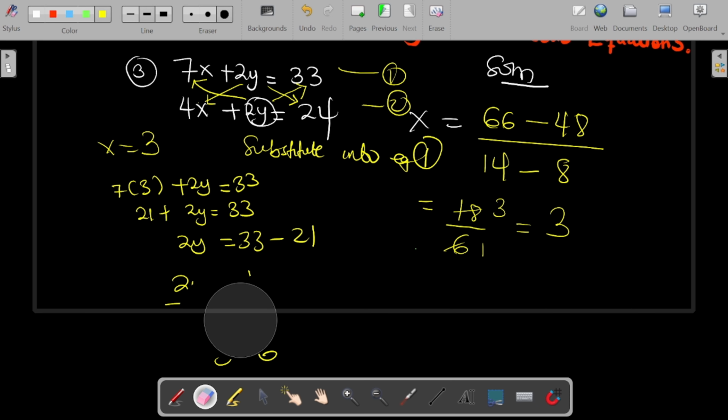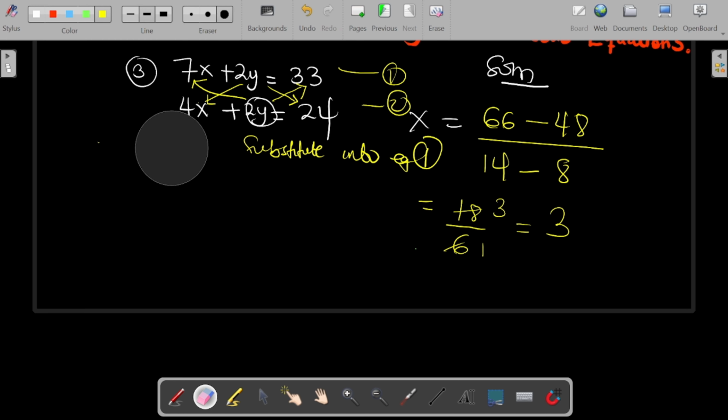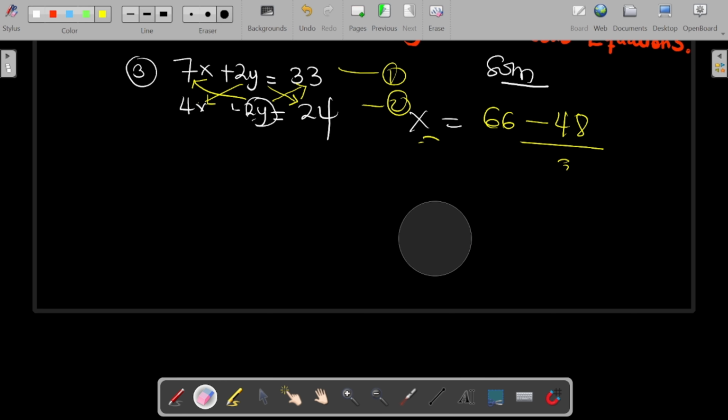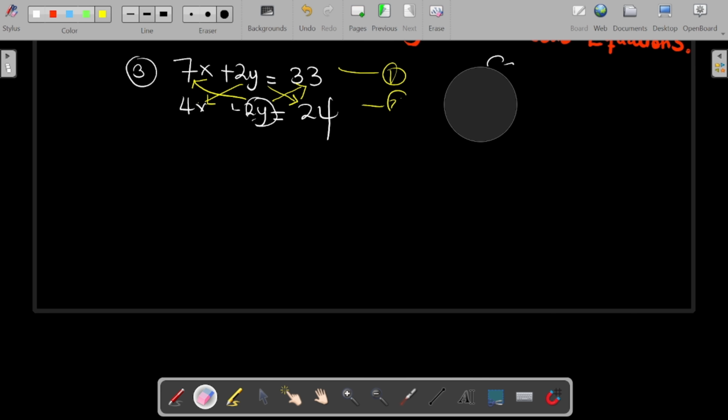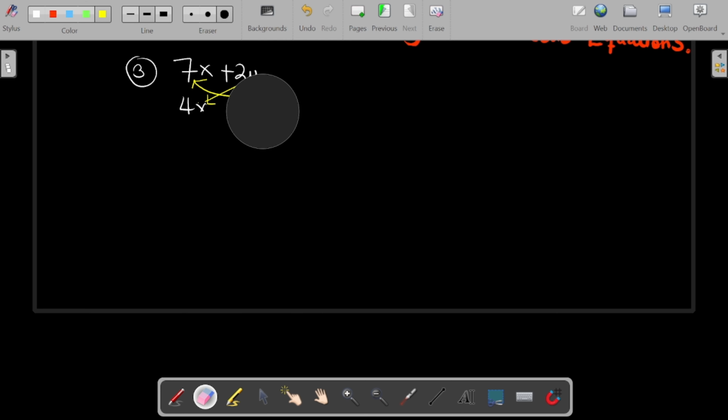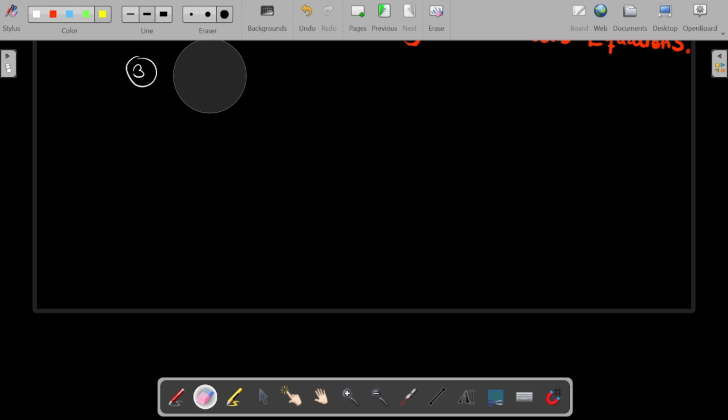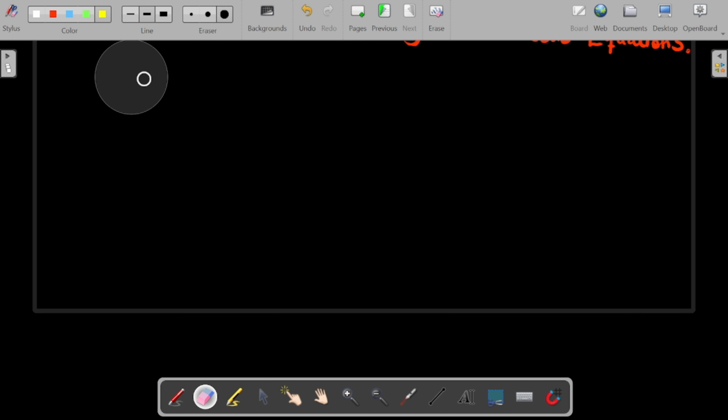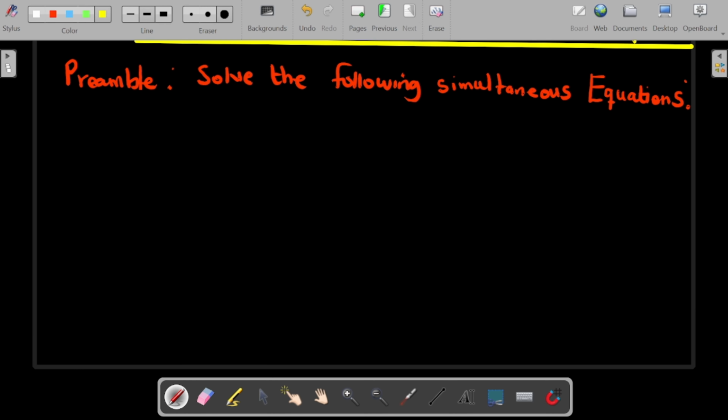So I believe this is also clear. So as you continue to practice it, it comes to your fingertips, and then anytime there's a question on simultaneous equations, you can even do it in 5 seconds, right? So we'll look at our fourth question.